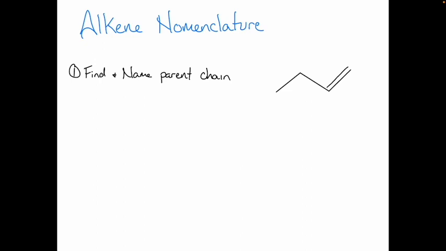Those prefixes do not change. Meth for 1, eth for 2, prop for 3, et cetera. Those are going to be the same, okay? But now we don't have an alkane, so we're not going to use the ane suffix. We have an alkene, and so we have this new suffix, ene. So this isn't a butane, this is a butene.